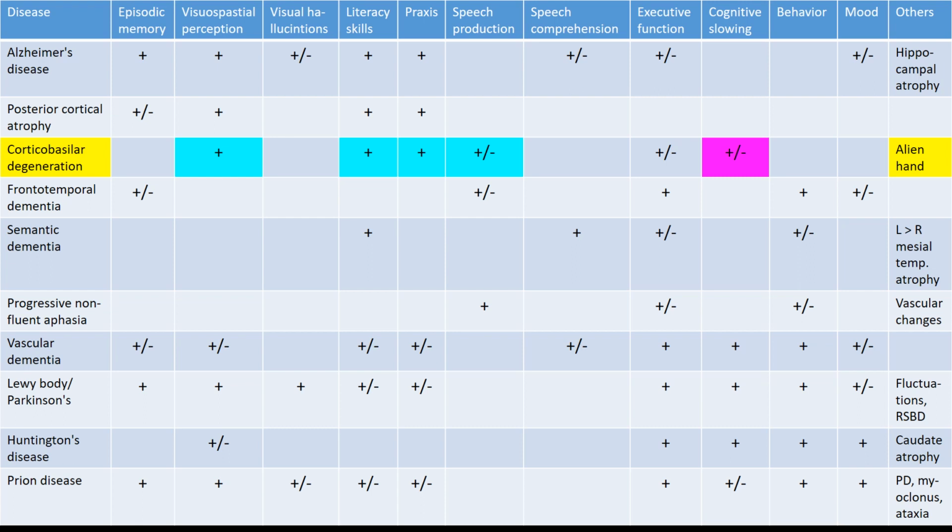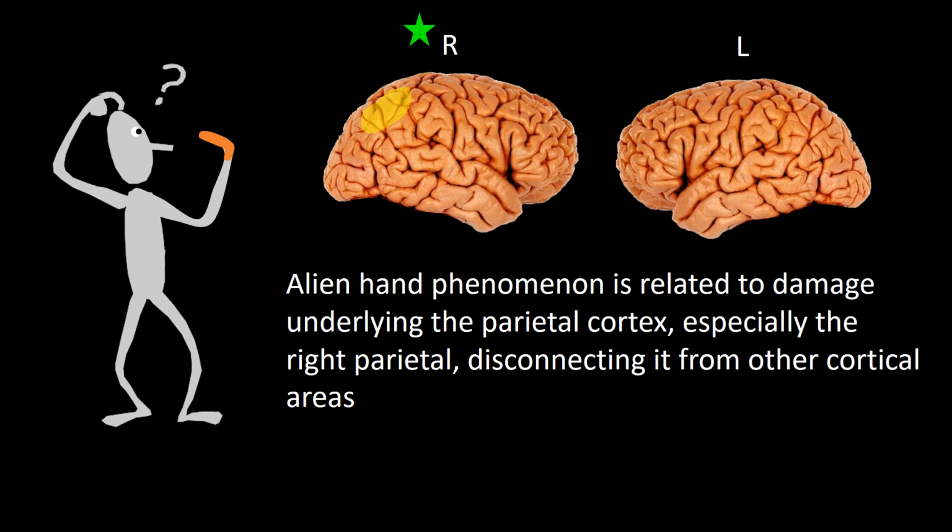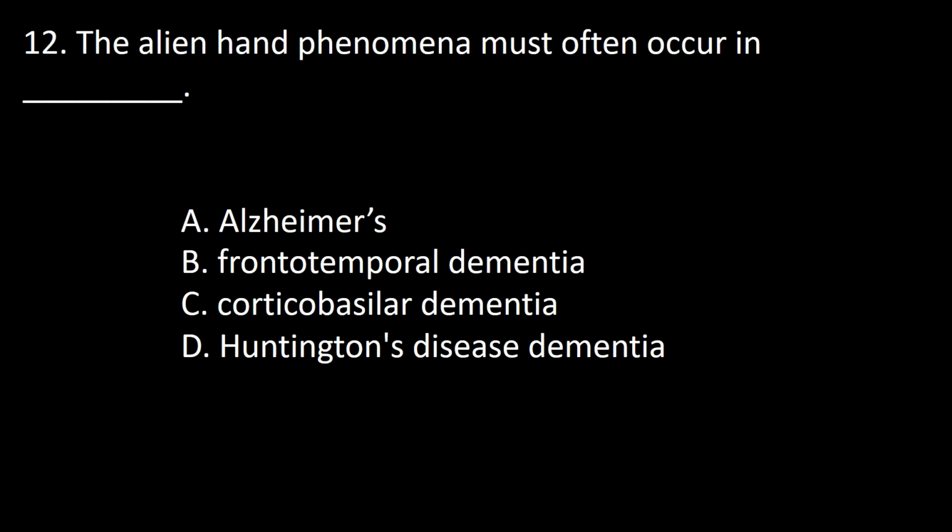Alien hand phenomenon, in the case of cortical dementia, refers to an involuntary motor activity of the limb, usually the hand, probably related to a striatal pathology in conjunction with the feeling of estrangement from that limb. The latter is likely due to involvement of the parietal cortex or the area just below it. It is more often the right parietal cortex than the left, and it's considered to be a disconnection syndrome. So the answer to this question is C.